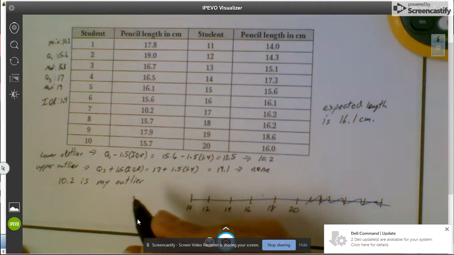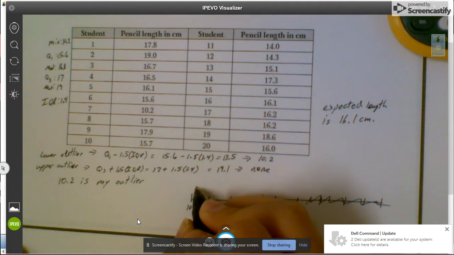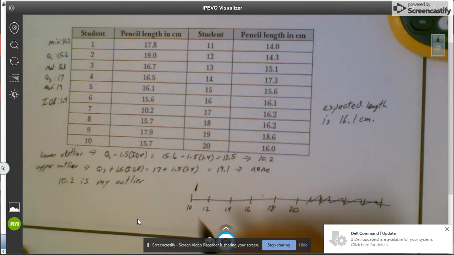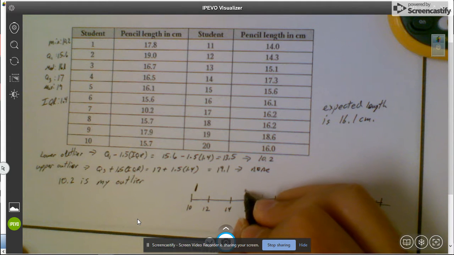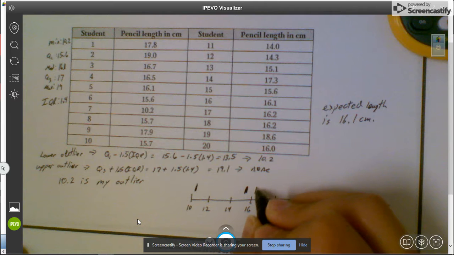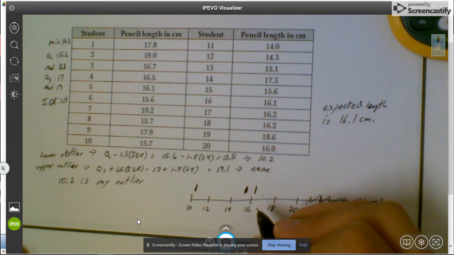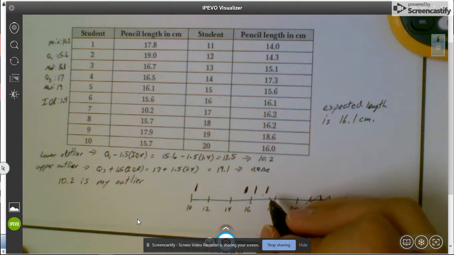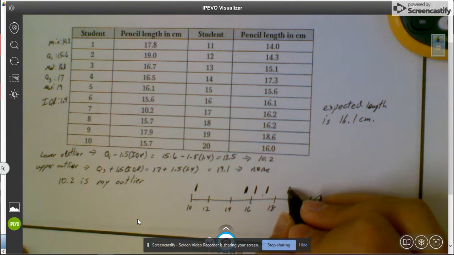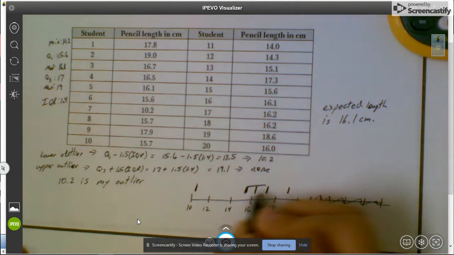Now, the lowest value is 10.2, so it's going to be basically right here, right at that 10. The next value is Q1, which is 15.6, so that's going to be right in there somewhere. 16.1 is basically right here. And then 17 is halfway. And you should see a pattern of what happened here. The biggest value is at 19. There's your box.